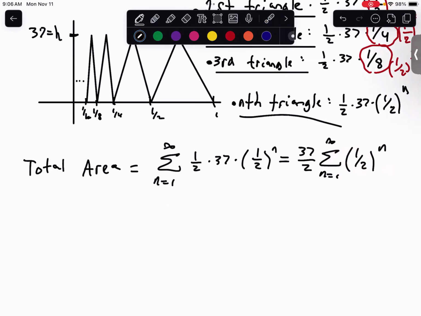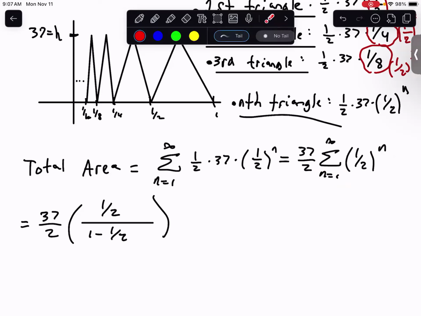And so because the ratio is equal to 1/2, it's less than 1. So we know this is going to converge. And we know that this is going to converge to the first term over 1 minus the ratio. So this is going to be equal to 37 over 2 times the first term of the sequence. The first term is whatever you get when you plug in whatever this first index is into your sequence. So this is going to be just 1/2. And then this is going to be 1 minus the ratio, which also happens to be 1/2. So this is really 1/2 over 1/2. That's equal to 1. So this ends up just being equal to 37 over 2.